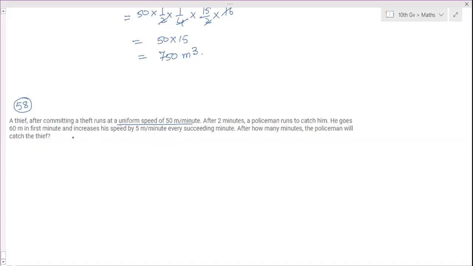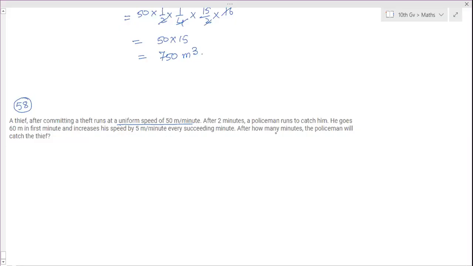So to catch him, he started increasing his speed. Every minute he is increasing his speed by 5 meters. So that means in the first minute he will move 60-meter distance. Second minute he will move 65 meter distance. In the third minute he will move 70-meter distance. So with 5 meters every minute he is increasing the distance covered.